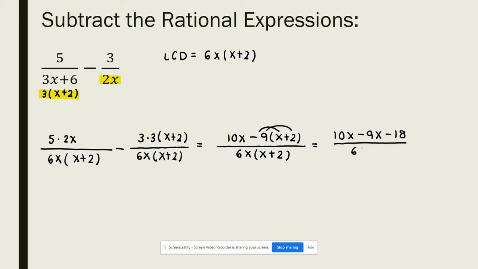Like I said, I am not going to distribute that denominator. I keep the denominator as it is in its factored form. I start combining like terms. Notice that 10x minus 9x is going to give us just 1x. And then because the numerator cannot factor any further and there's no common factors between the top and the bottom, I'm not going to be able to simplify any further, and this would be my final answer.